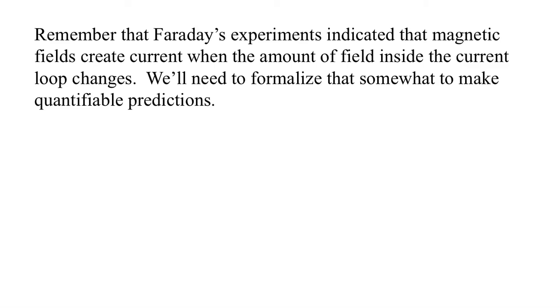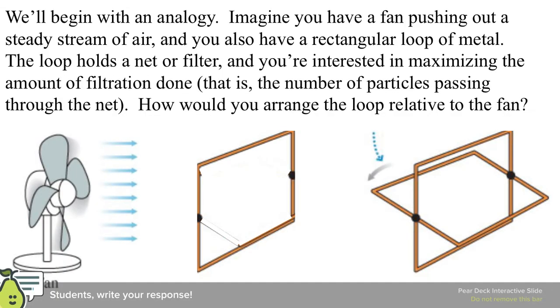Alright, remember that Faraday's experiments indicated that magnetic fields create current when the amount of field inside the current loop changes. We'll need to formalize that somewhat to make quantifiable predictions. We'll begin with an analogy.